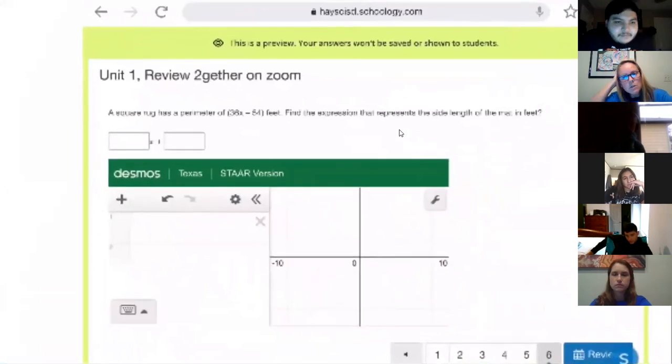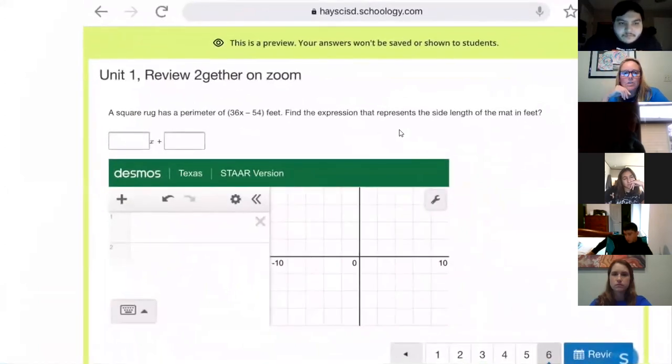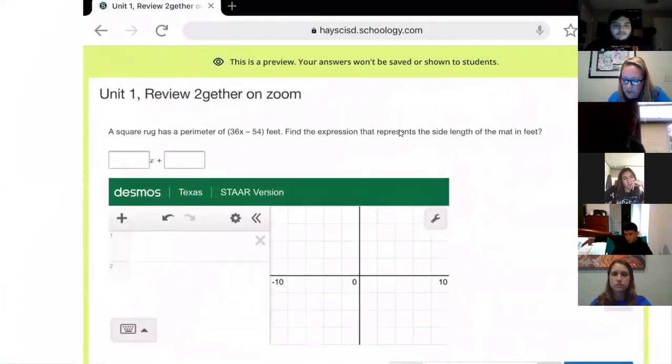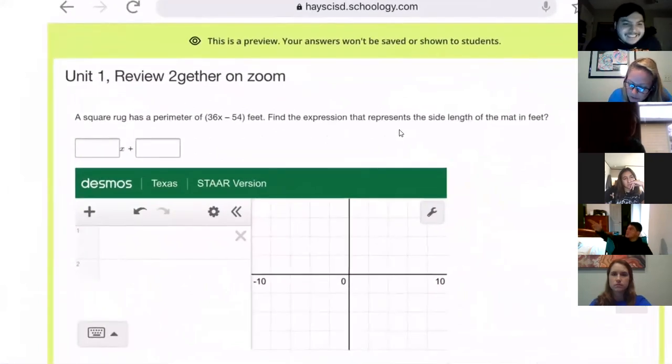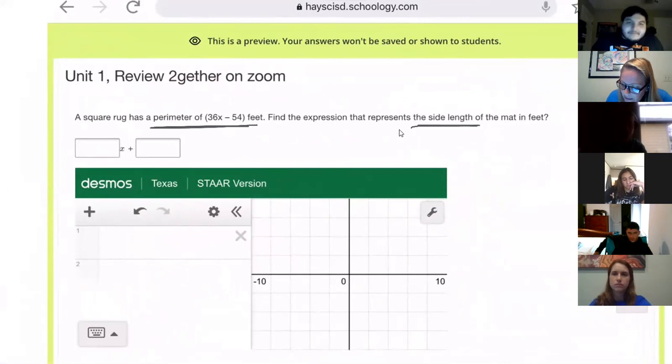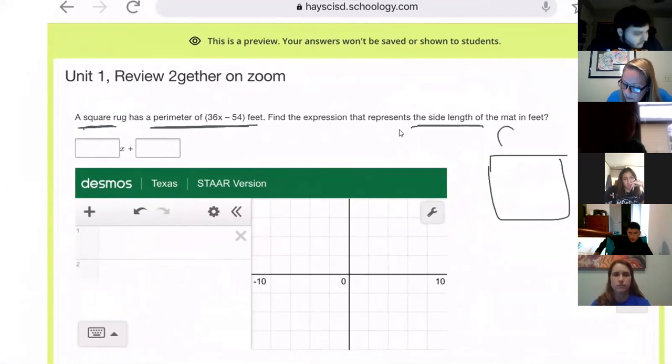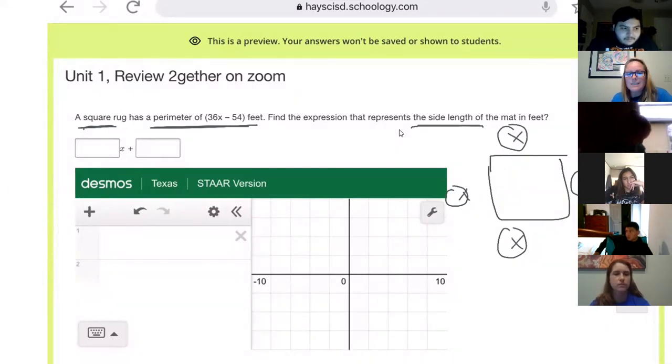All right, so this one's a little bit different. You're not going to have one like this on your test, but I just wanted to kind of flex your brain just a little bit. This one tells you that the perimeter is that big number. That means the total is that big number, and then we're going to have to break it apart if we want to find a side length. So this one says a square rug. So when I add up all of these numbers for my x's, my x pieces, I'm going to get 36.